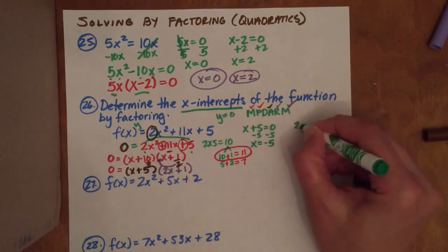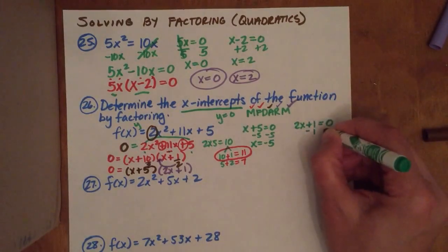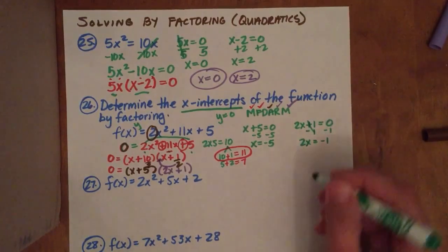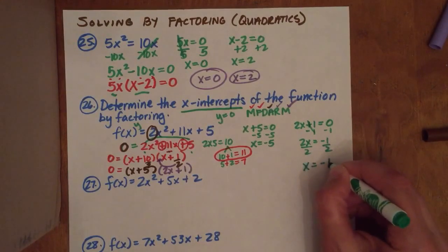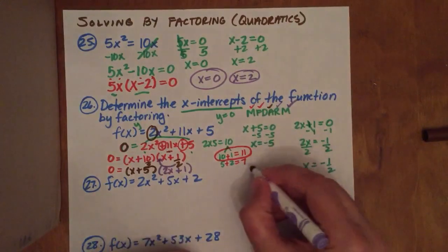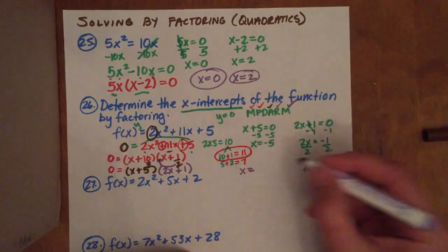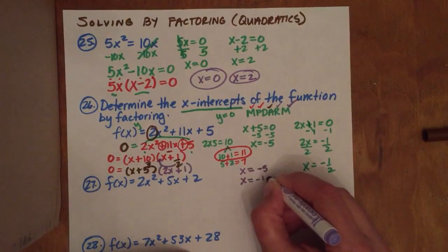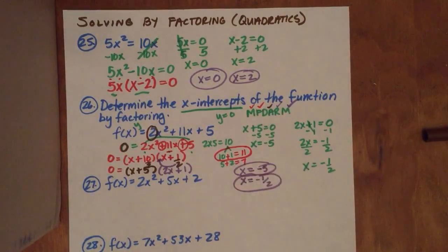So let's try the other factor. 2x plus 1 equals 0. I'm going to subtract the 1, and that gives me 2x equals negative 1. And then I'm going to divide both sides by 2. So x equals negative 1/2. So our two roots, or our solutions, are x equals negative 5 and x equals negative 1/2. Those are your two solutions to number 26.